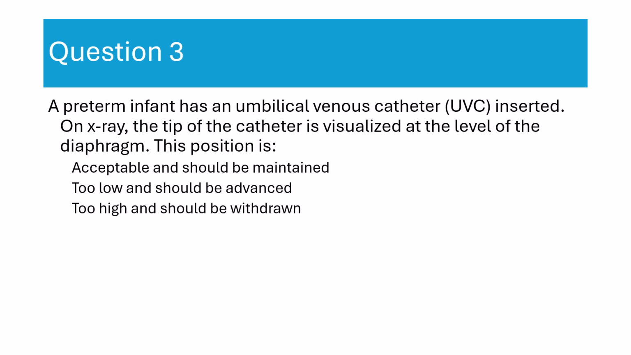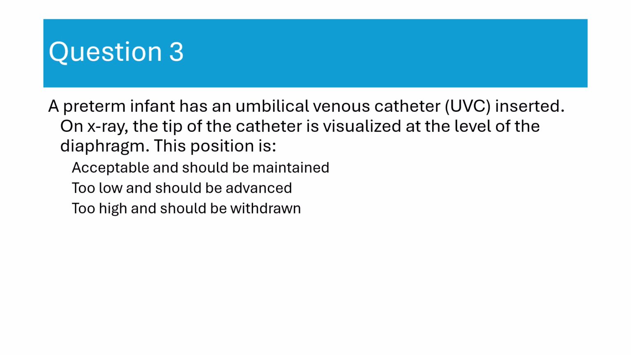A preterm infant has an umbilical venous catheter, UVC, inserted. On X-ray, the tip of the catheter is visualized at the level of the diaphragm. This position is acceptable and should be maintained, too low and should be advanced, too high and should be withdrawn. This question is testing your knowledge of proper placement of umbilical lines as visualized on radiographs. The correct choice is too low and should be advanced.